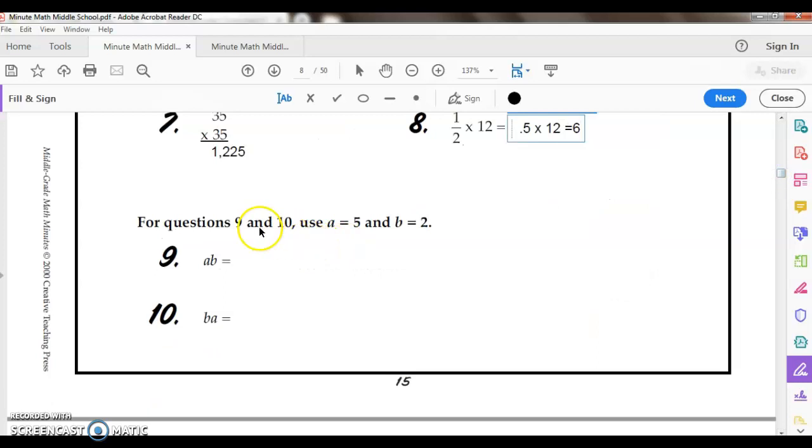For questions 9 and 10, use A equals 5 and use B equals 2. So I believe this is multiplying, so it's just going to be A, which is 5, so 5 times 2 equals 10. Same thing, it's just flip-flopping it, so 2 times 5 equals 10.